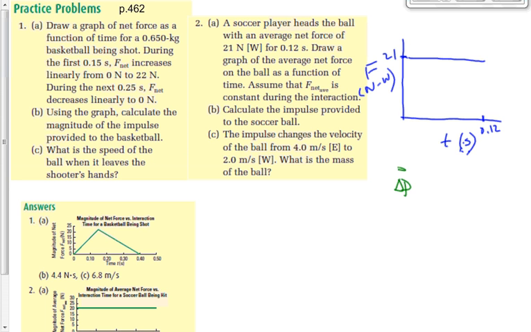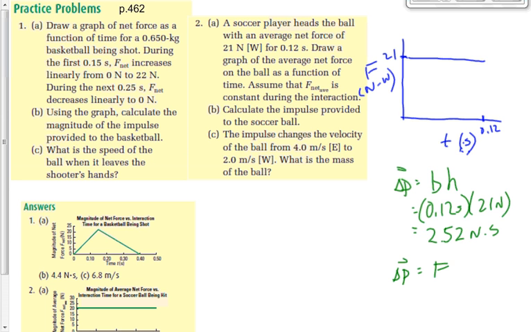Impulse, or the area, is equal to base times height. What's the base? 0.12 seconds. What's the height? 21 newtons, right? What does that work out to be, guys? Yep, 2.52 newton seconds. Anybody do it a different way? How'd you do it? Okay. Good, I'm glad you said that.